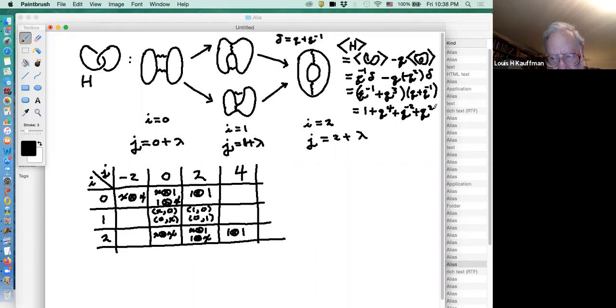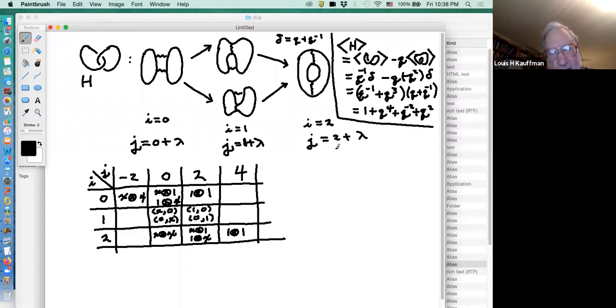Let's stop and check that. Q inverse times Q is 1. Q inverse times Q inverse is Q to the minus 2. Q cubed times Q is Q to the fourth, and Q cubed times Q inverse is Q squared. There we go. Okay, so that's the value of that.